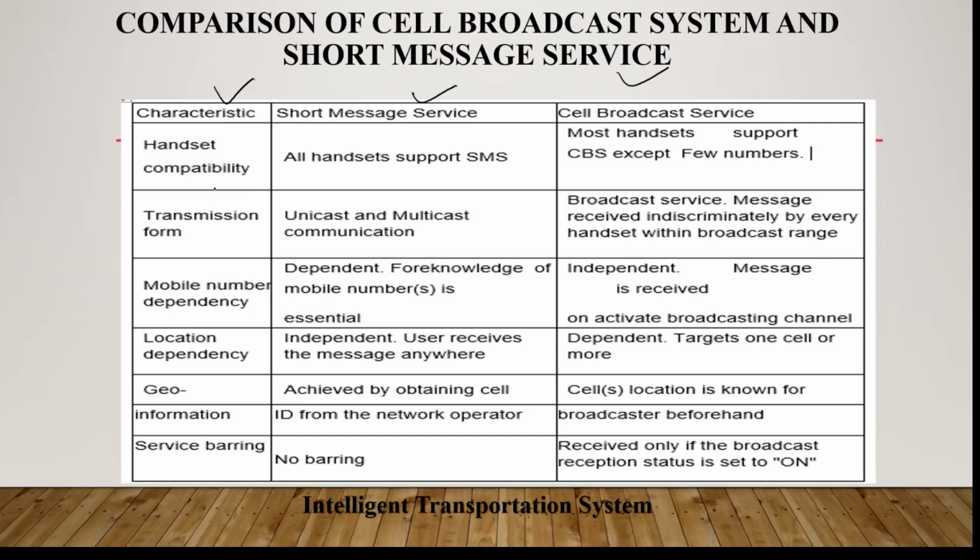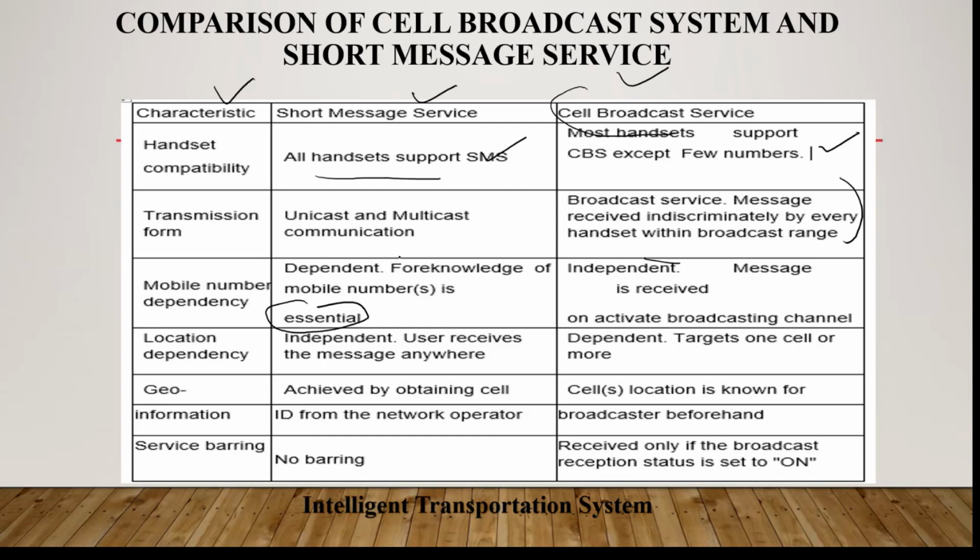All handsets support SMS, yes. But if we try to understand cell broadcasting, most of them support it, but not everyone. If we try to understand the transmission part, that is again based on the cellular network, which can connect the multicast communication. But here a different broadcasting system is actually required. And in that specific part, do we need a mobile number? Yes, it's very much essential, because without that it might not work.